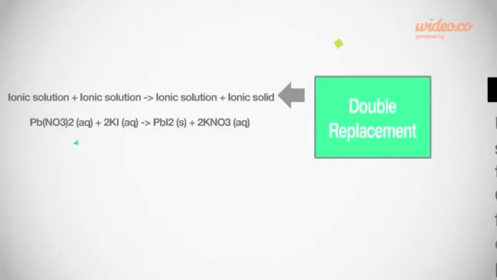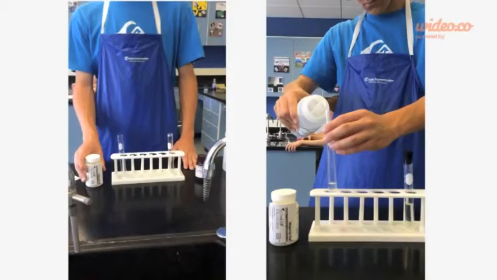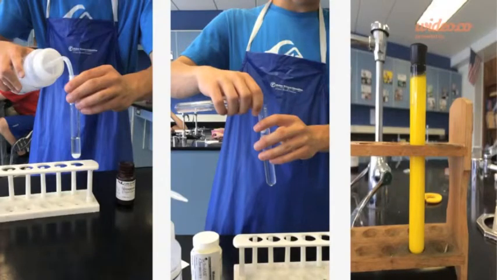An example of this type of reaction is when lead nitrate and potassium iodide react to form lead iodide and potassium nitrate. The 2 white crystal-like solids of lead nitrate and potassium iodide are placed in separate test tubes in the test tube rack. Next, each test tube is filled about halfway with water to ensure that each solid fully dissolves. A rubber stopper is placed on each test tube before it is shaken up to prevent it from spilling.